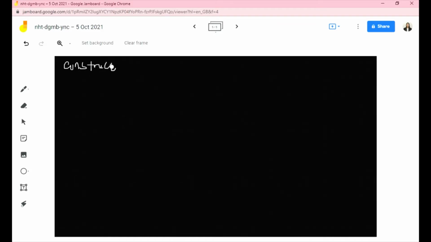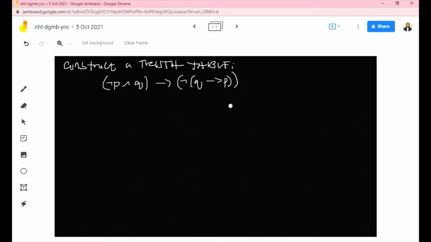Construct a truth table for, okay, we have here not P and Q implies not Q implies P. So we'll write down the first row first.